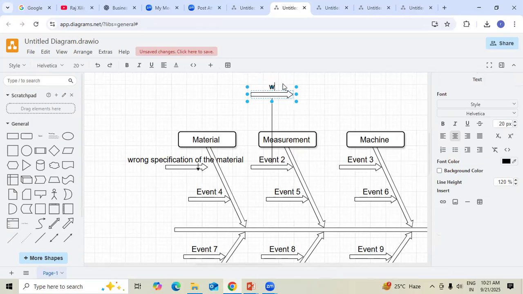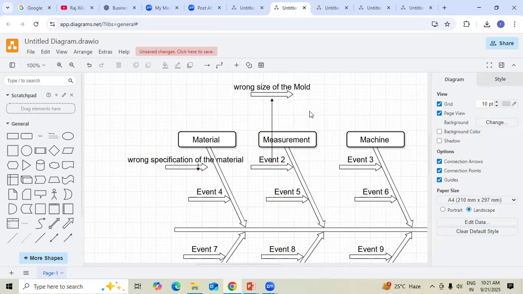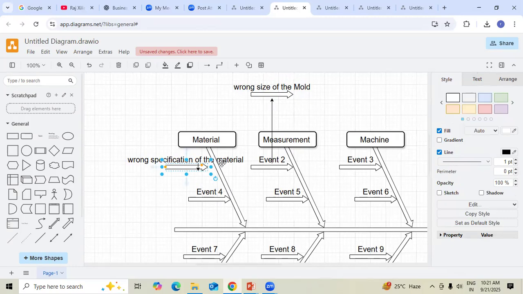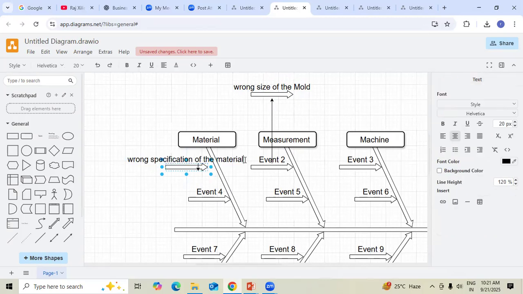Here we need to mention the wrong size of the mold. Okay, wrong size of the mold is something that is taken into consideration. So this is more important. Next thing, the wrong specification of the material that we have taken. This can be applied even for poor storage conditions.